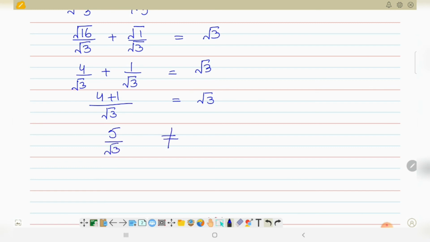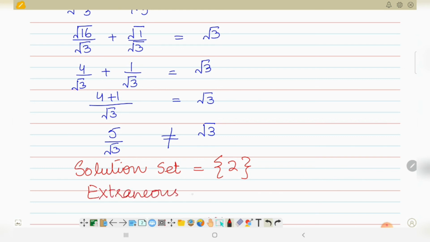So if you see, this left hand side is not equal to right hand side. So our solution set will only be that value which satisfied the given equation, and that value was 2. And the other value becomes the extraneous root, and the extraneous root here is for the value minus 5 by 3 which we solved. So one value goes in the solution set and one goes in the extraneous root.